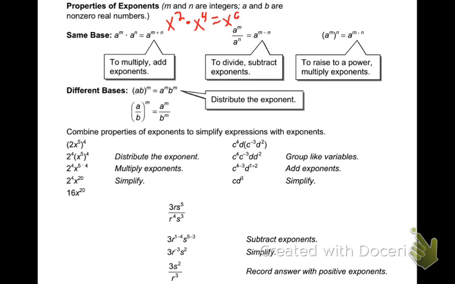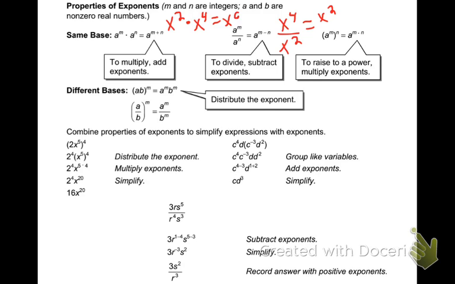Next one, dividing. If I multiply, I add exponents. Well, it makes sense then that when I divide, I do what with exponents? Subtract. So let's say I have the same problem here, x to the fourth over x to the second. Same base, so I'm going to subtract exponents. What's 4 minus 2? So that gets me x to the second power.